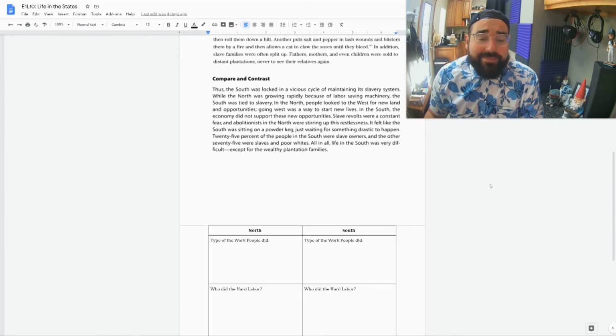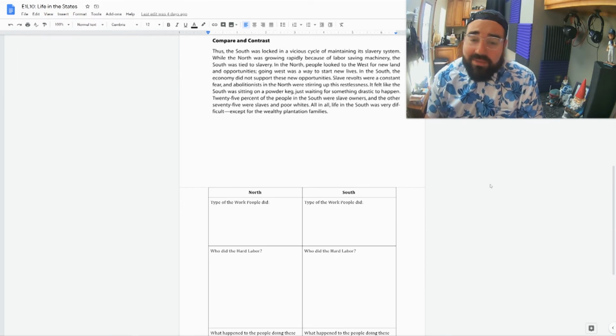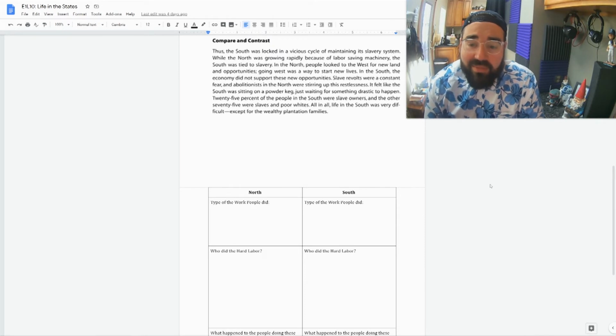Comparing, contrasting. Thus, the South was locked in a vicious cycle of maintaining its slavery system, while the North was growing rapidly because of labor-saving machinery, like one we'll find out about later. The South was tied to slavery. In the North, people looked to the West for new land and opportunities. Going west was a way to start new lives.